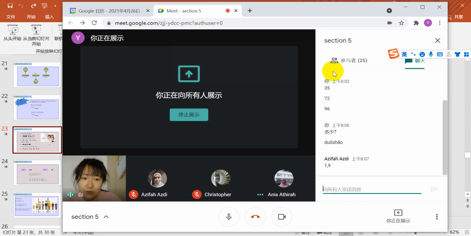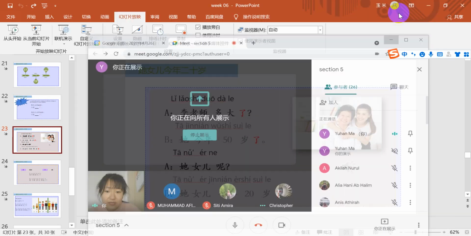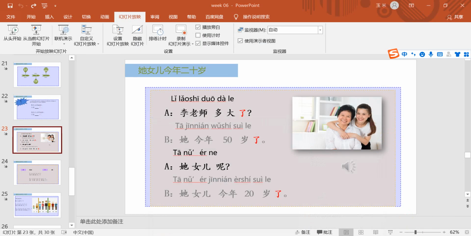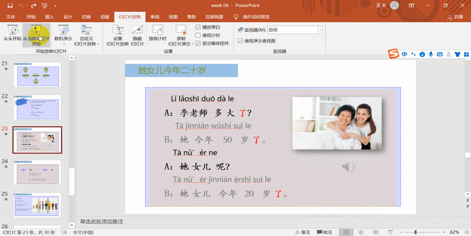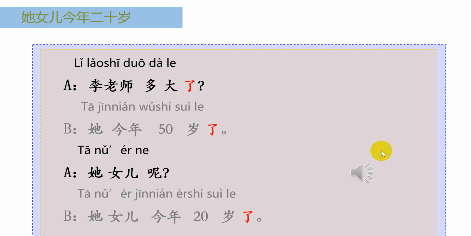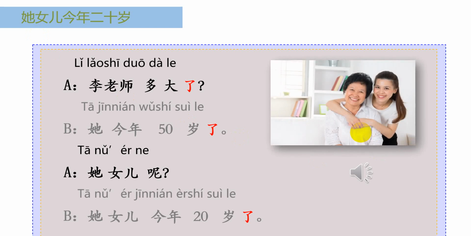Did you hear the recording just now? Yes, yes. Yes, okay. Now maybe louder. I will put this one louder. Okay, and we can listen again. Now, later please tell me 李老师多大了 and 他女儿呢？Yeah, 他女儿多大了？课文3. Text 3.